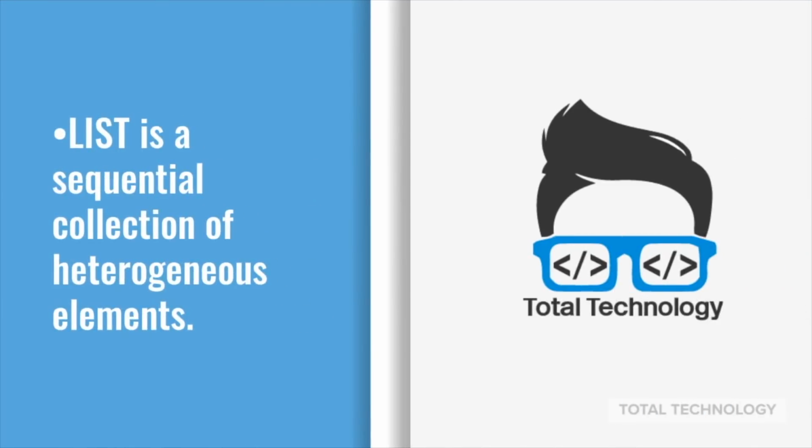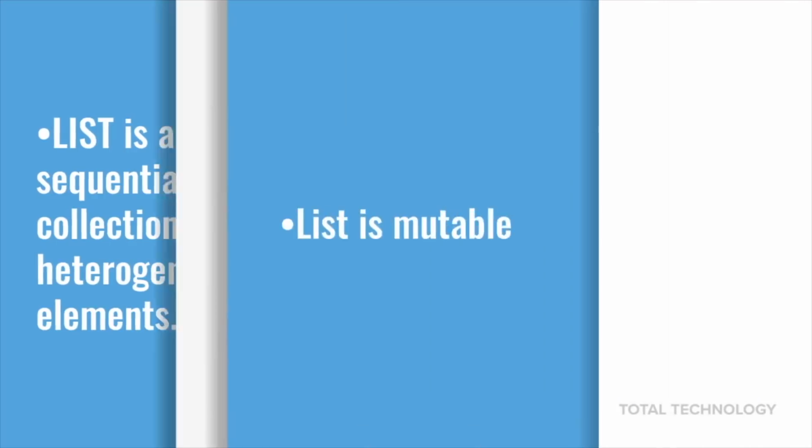As per this slide, the first property is list is a sequential collection of heterogeneous elements. It means all the elements inside a list are always indexed, and the elements could be heterogeneous. It means it is not homogeneous. You can have strings, integers, floats, characters. There is no constraint with respect to data type. In a single list, you can have multiple data types together.